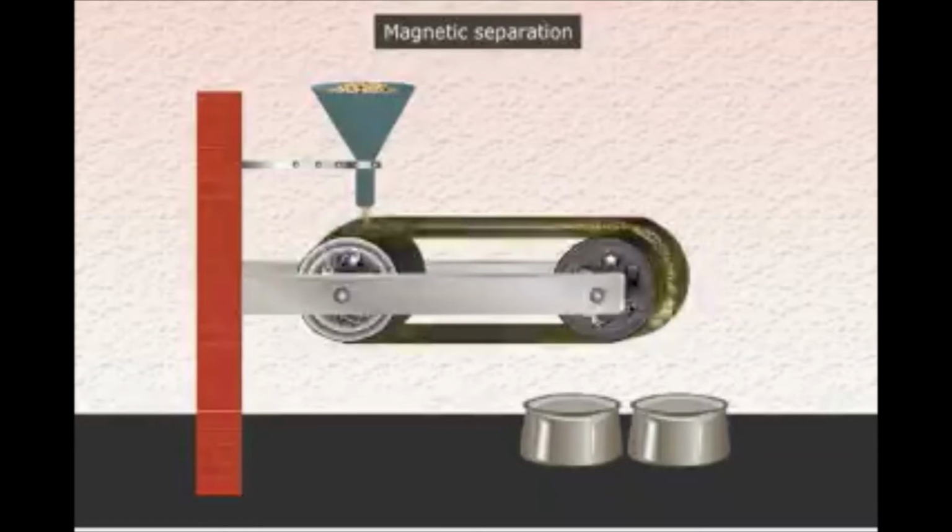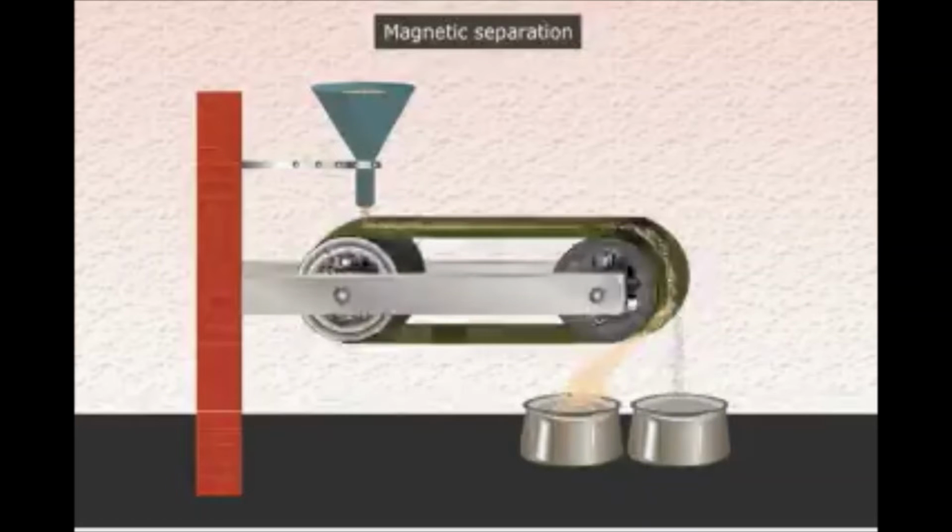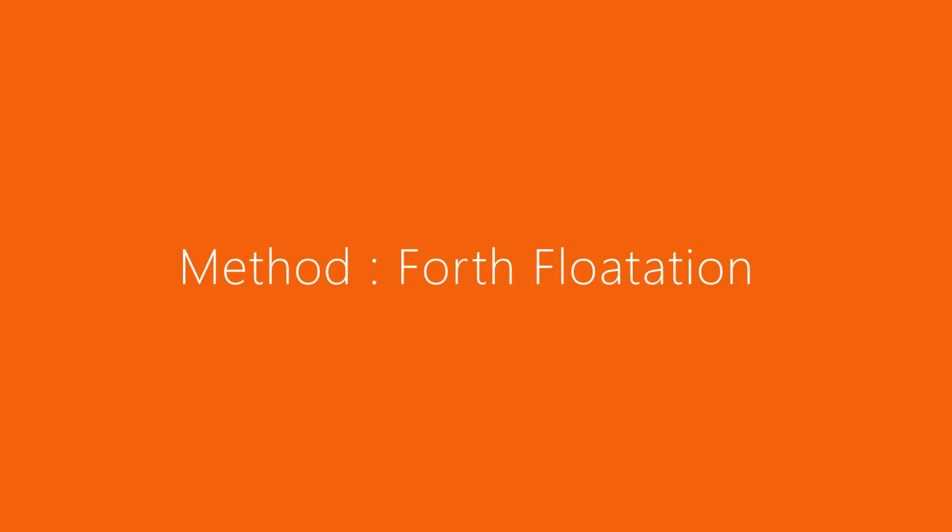magnetic wheel. What happens then is that the non-magnetic particles start falling, while the magnetic ones remain attached to the belt. Why? Because of the magnetic attraction of the wheel. Now, as the conveyor belt moves away from the magnetic wheel, the particles that were attached earlier start falling.